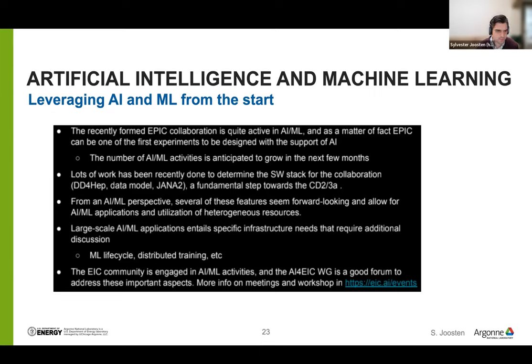which in particular benefit from being able to run better in heterogeneous environments, which are exactly the kind of environments that we're keeping in mind in our software design. The large scale AI ML applications entail different infrastructure that needs some additional discussion. There's some life cycle, some distributed training aspects, et cetera, that we haven't really gotten towards. But yeah, we're highly engaged as a community, and the AI for EIC working group is a good forum to address these topics. And there is a series of meetings that are being held about this.